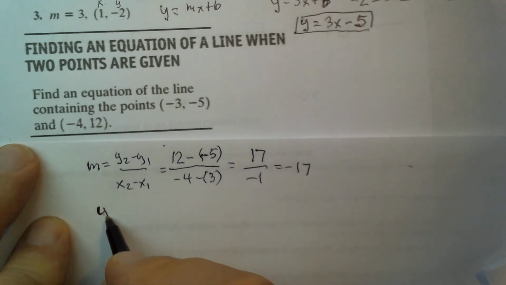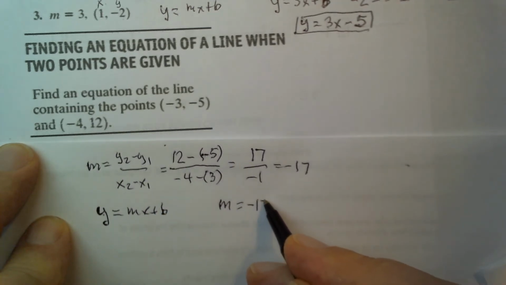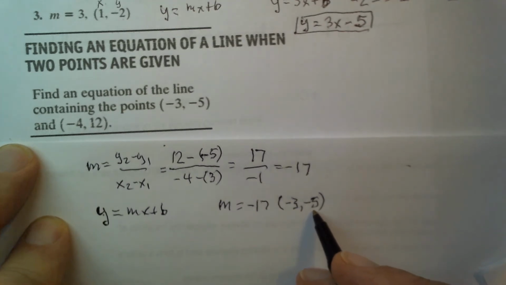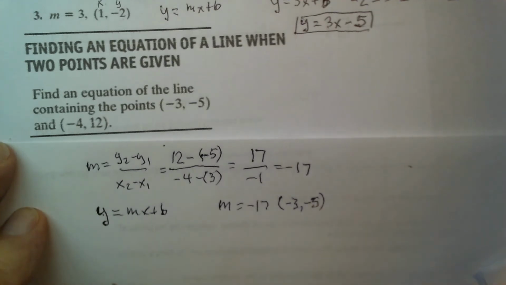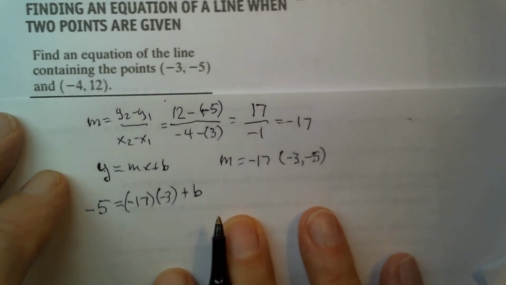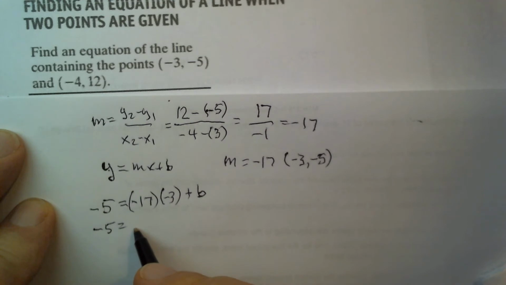So we begin with y equals mx plus b, where m is now -17, and our point is (-3, -5). So this will be the x value and the corresponding y value. So y equals -5, so we replace y with -5. That's equal to m, and m is equal to -17, times x, and x is -3, plus b. Of course, that's what we want to know. We want to know what b is. So we have -5 equals 51 plus b. We subtract 51 on both sides, so then b is equal to -56.